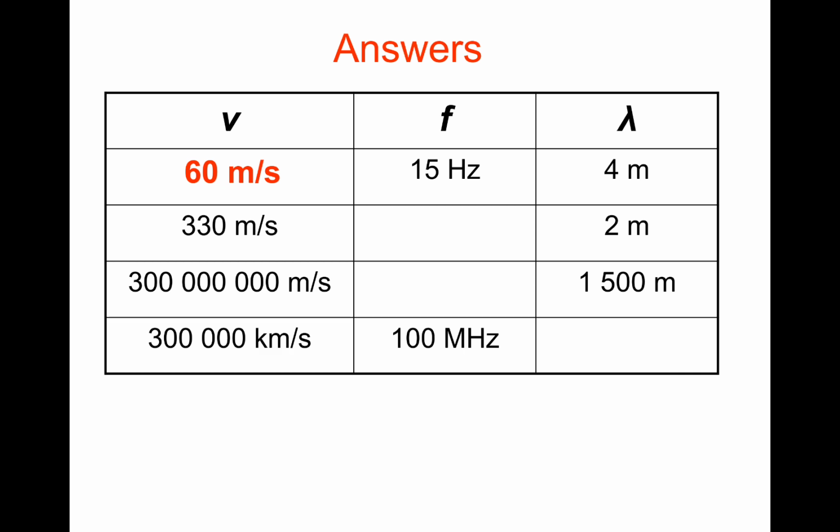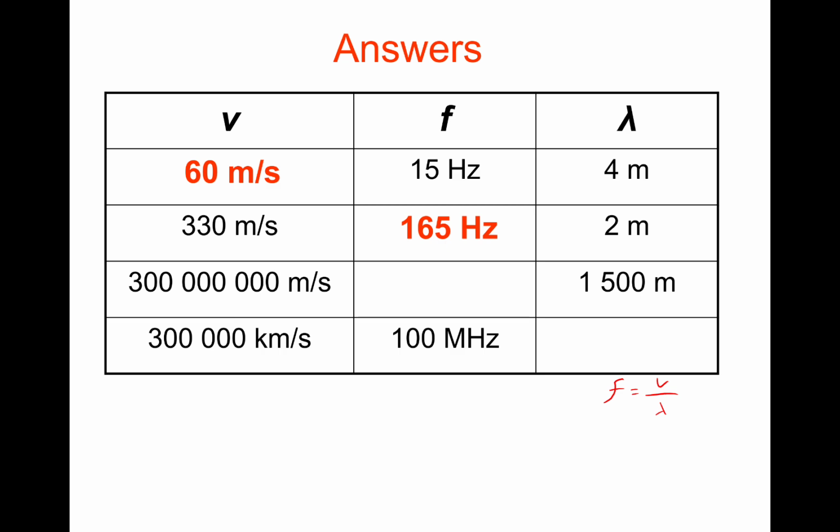For the second one, it would be frequency. So frequency would be the wave speed divided by the wavelength. And that gives us 330 divided by 2, which is 165 hertz. The next one is the frequency again. So that would be wave speed divided by wavelength.